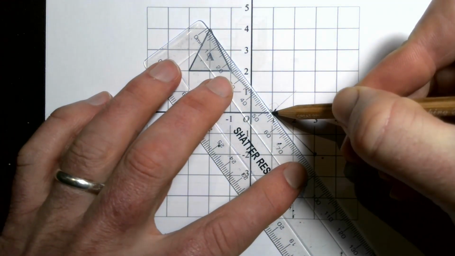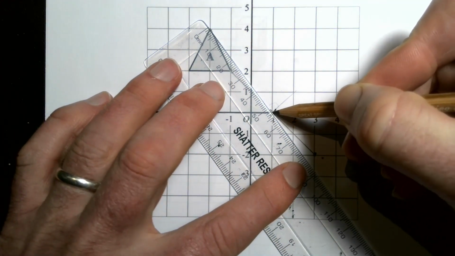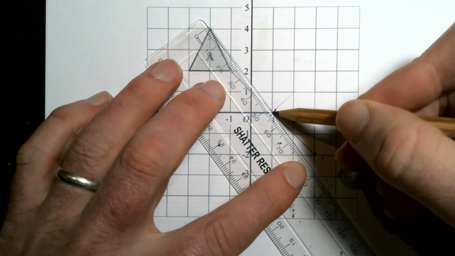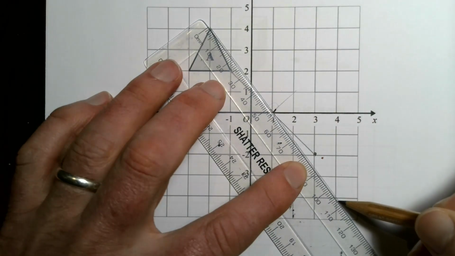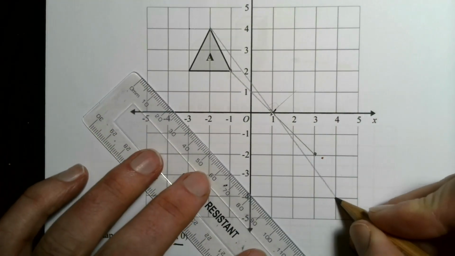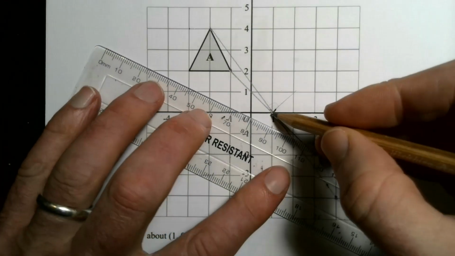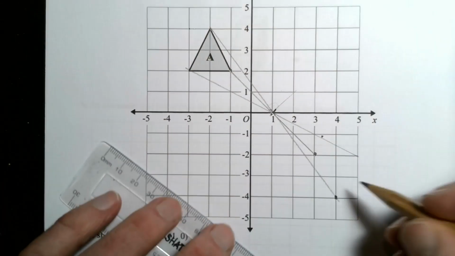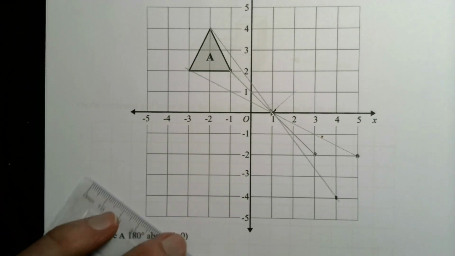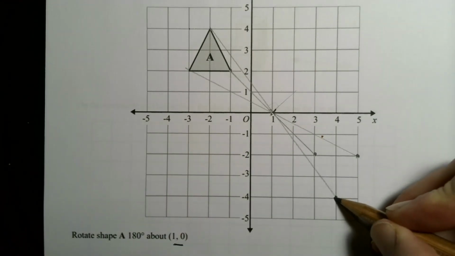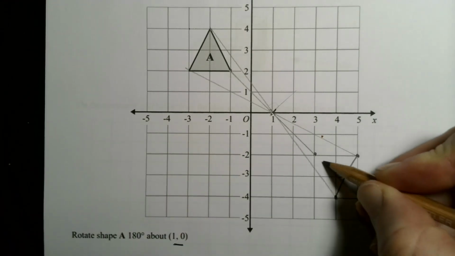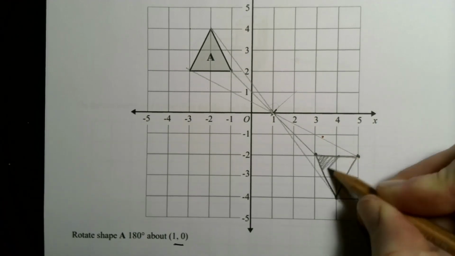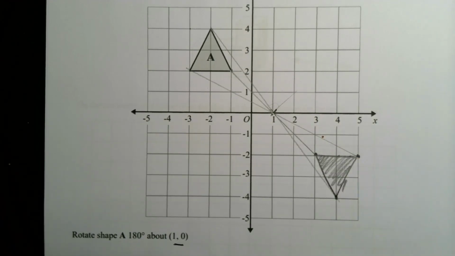So if that goes through to there, the same distance the other side, like being that point there, and this one here going through the same gets us to there. So those are our 3 points, and then all we need to do is connect those up, and that's our shape.